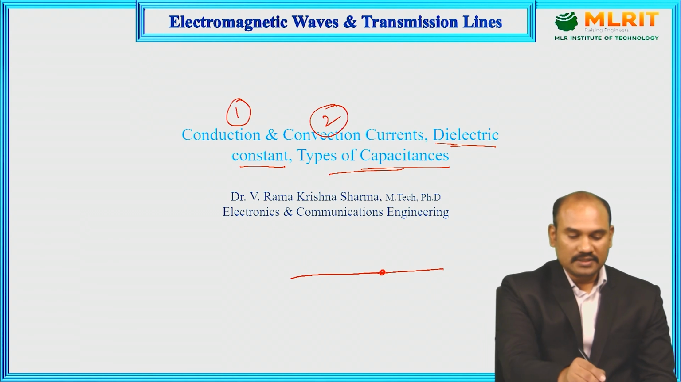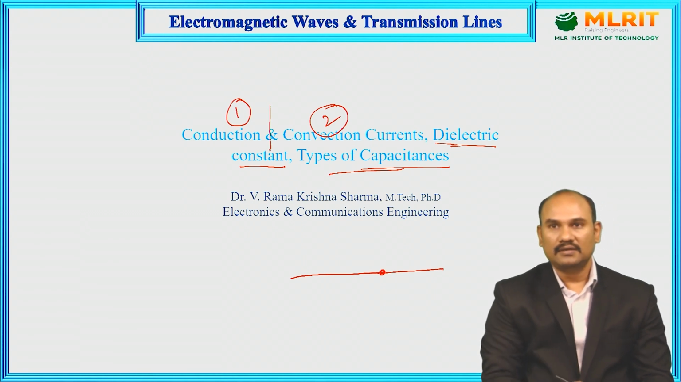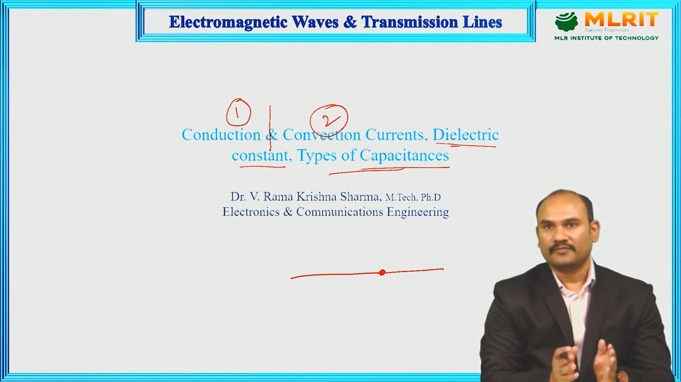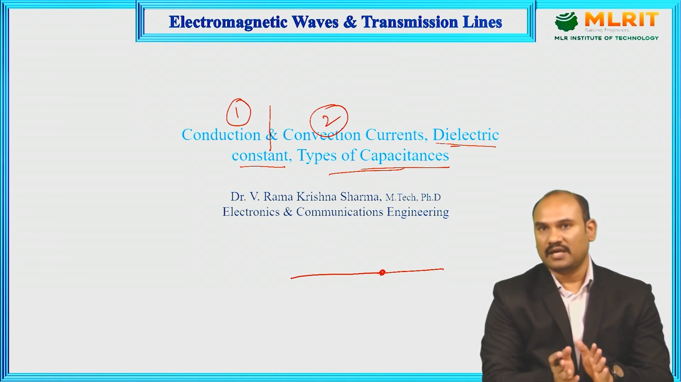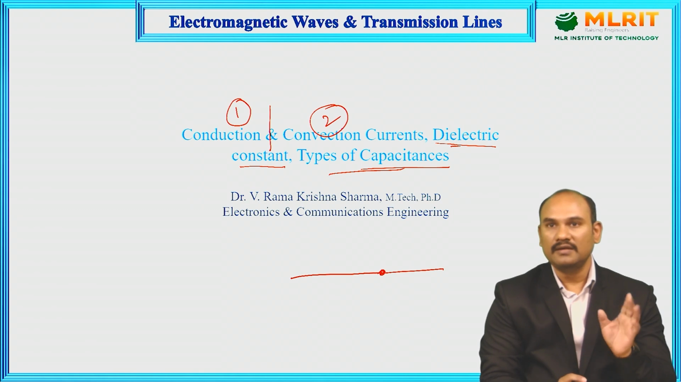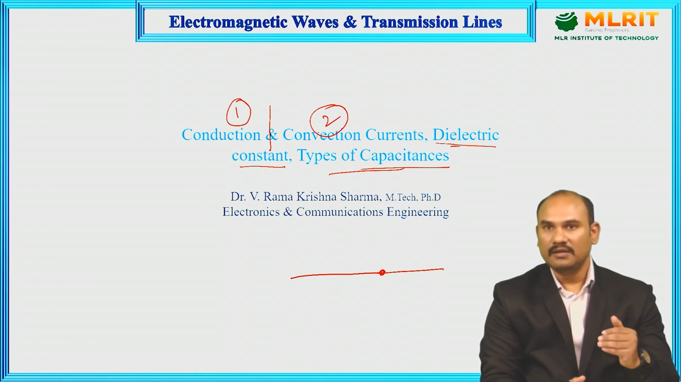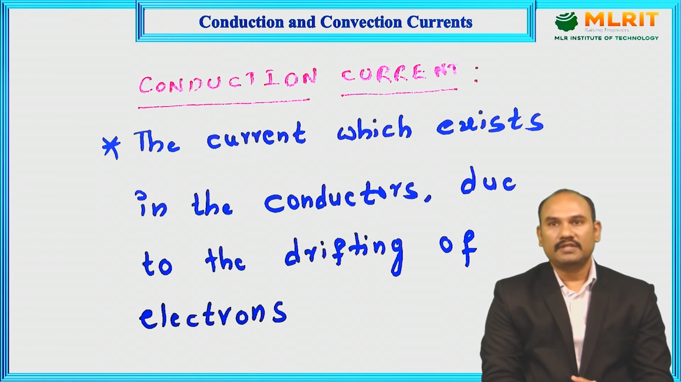Now, how do you get this distinction? Conduction current and convection current. What do they actually mean? Where do you come across these types of currents? What are the formulae for conduction current and convection current? Because both are currents, but the formulae will be different. The scenario will be different. The context will be different. Let us see that.